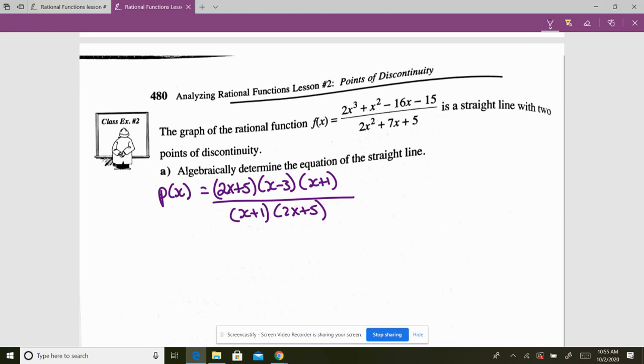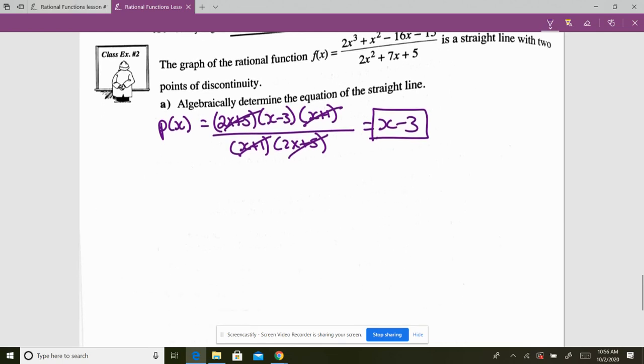All right, so once it's factored, what do we do? You cancel everything that can cancel. Two factors canceled, which means what? There are 2 holes in this graph. So PODs: we have one at x is equal to -1, and we have one at what? What's the other factor that canceled? 2x plus 5, so it's at -5/2, or -2.5 if you prefer.